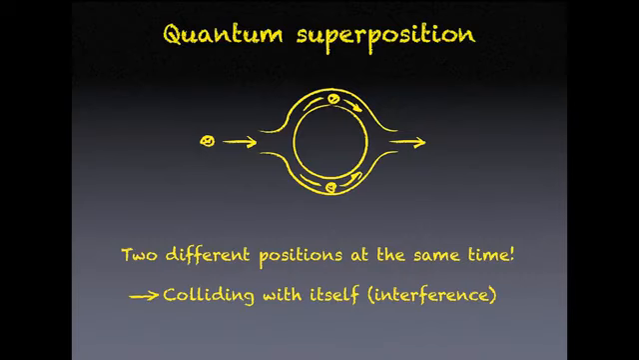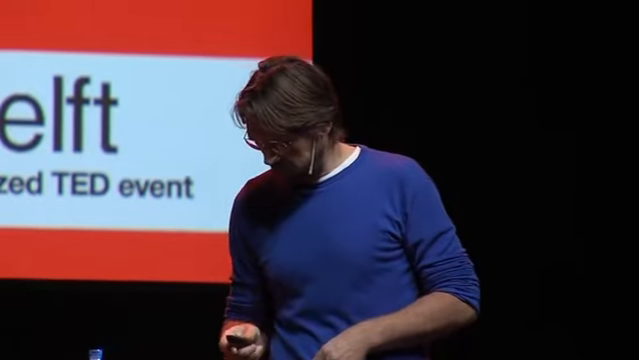And we know this because we follow the particle and we see that at the exit of the ring, it actually collides with itself. It bounces into itself. And we observe this as interference. And such a superposition of being at two different locations at the same time has been very thoroughly checked in all kinds of experiments. Quantum superposition.